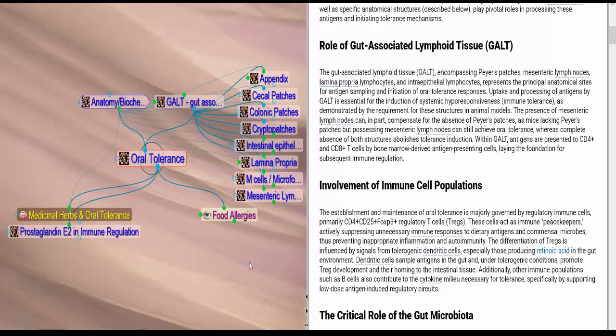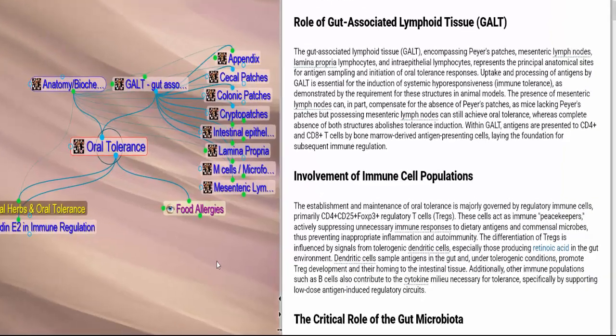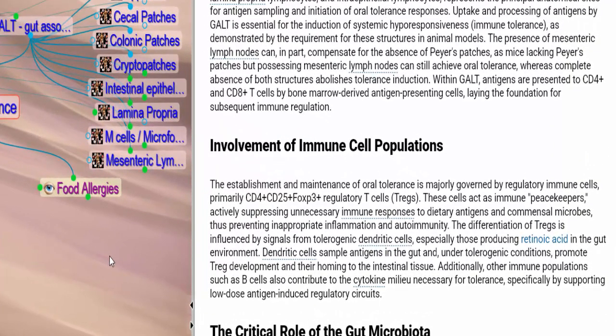Through animal studies, they discovered that if you do not have Peyer's patches anymore, which, as you know, can happen as we age, we lose them, the presence of mesenteric lymph nodes can in part compensate for their absence. As for involvement of immune cell populations, the establishment and maintenance of oral tolerance is governed primarily by our regulatory immune cells. And here's a list of them here. Primarily CD4, CD25, FOXP3 regulatory T cells. Let's just call them Tregs.